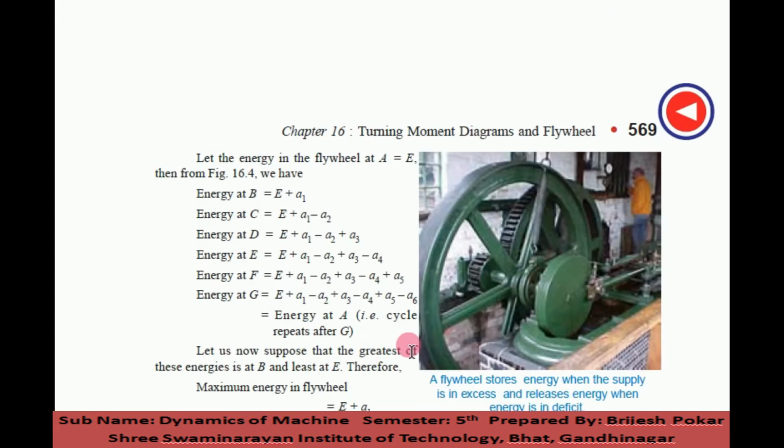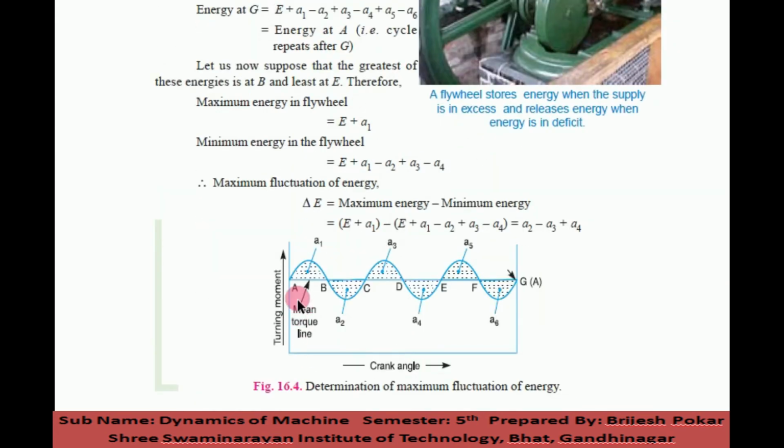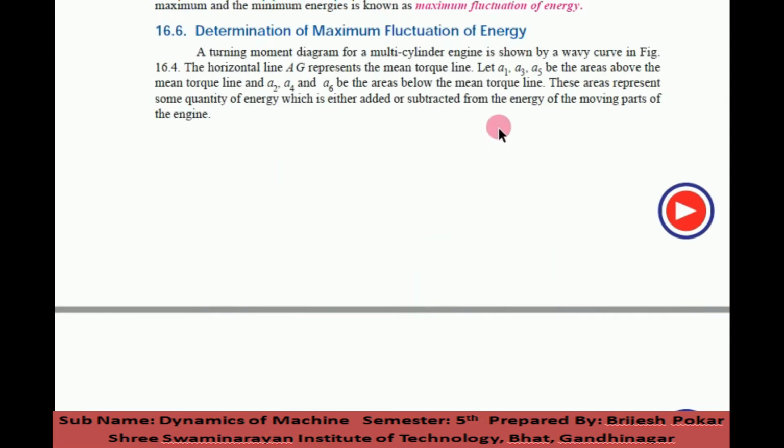Here you can see the mean resisting torque line, and from this line there are areas A1, A2, A3 of different sizes. Above the mean resisting torque line there are A1, A3 and A5, and below it there are A2, A4 and A6.